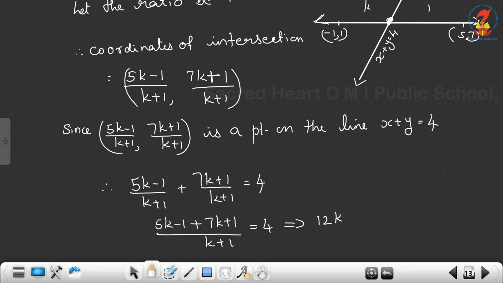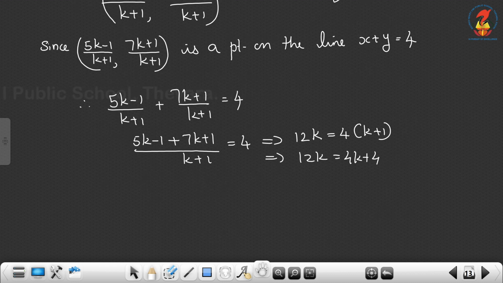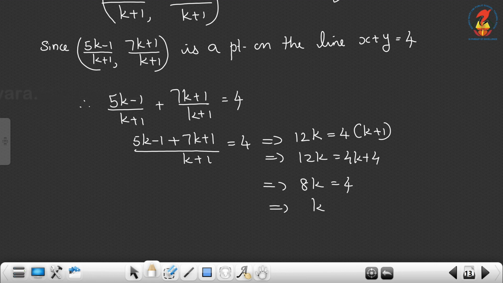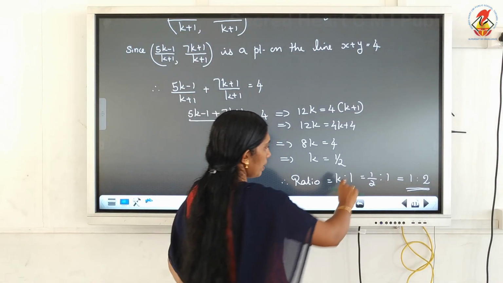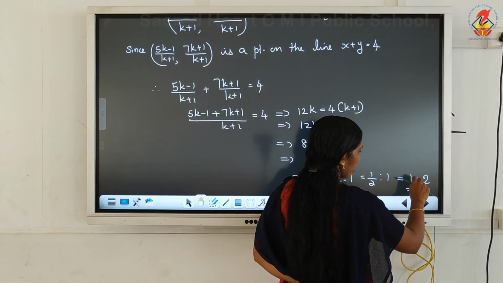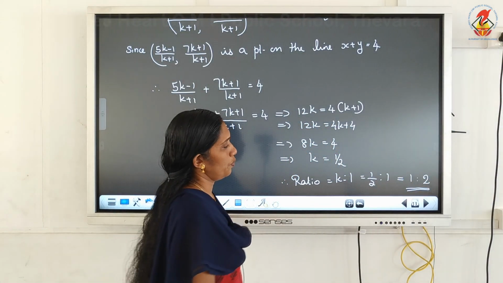12k is equal to 4 into k plus 1, or 12k is equal to 4k plus 4, or 12k minus 4k is 8k. 8k is equal to 4, so what is k? 1 by 2. So, what is the ratio? It is k is to 1, that is 1 by 2 is to 1. We can write this as 1 is to 2, since doubling both terms gives 1 is to 2.